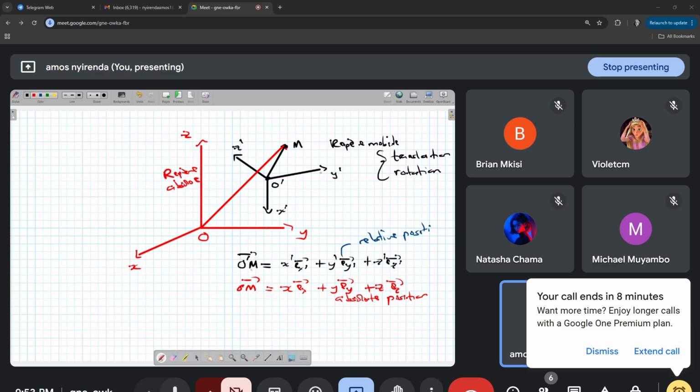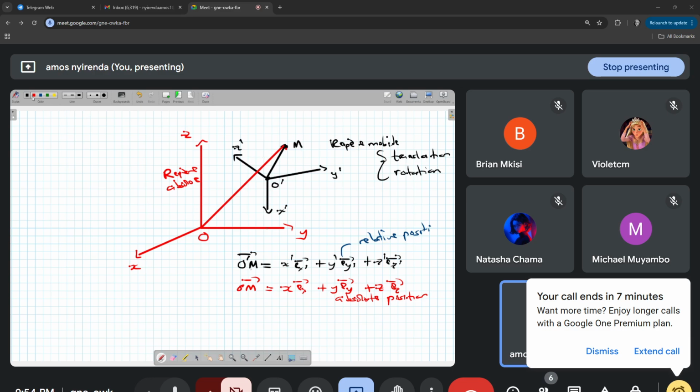Well, it's not the same, sorry. We just have to take the derivative of this relative position. So to find the relative velocity, we just have to differentiate this relative position. But let's look at how we arrive at OM. How do I move from O to M? Well, I can move directly.